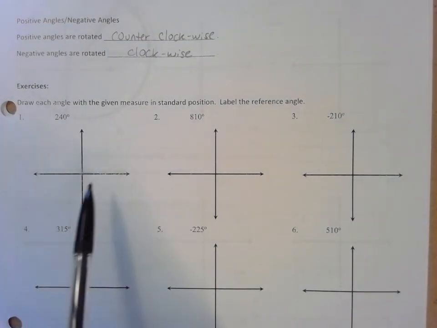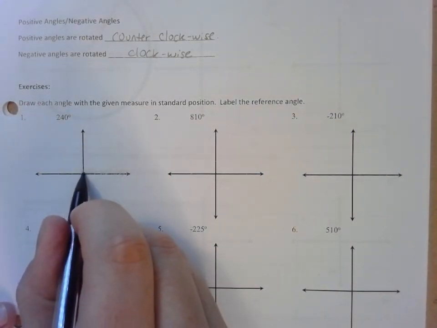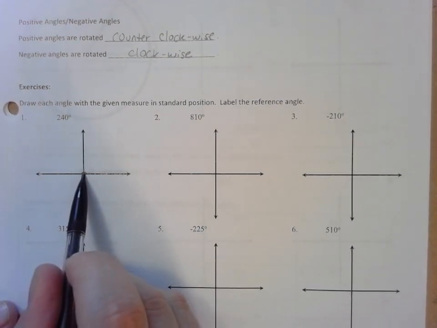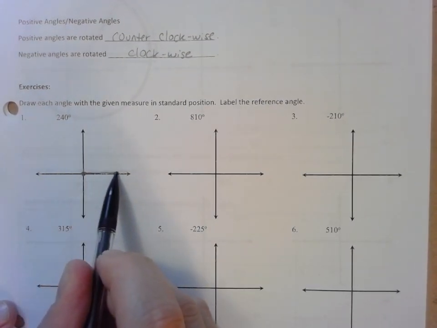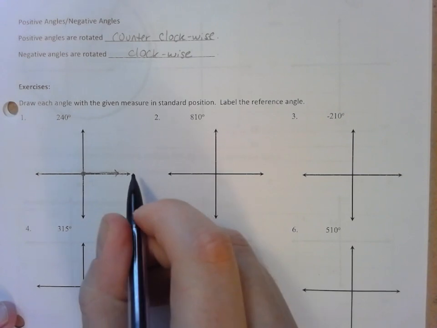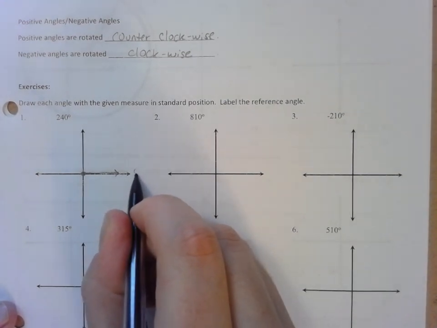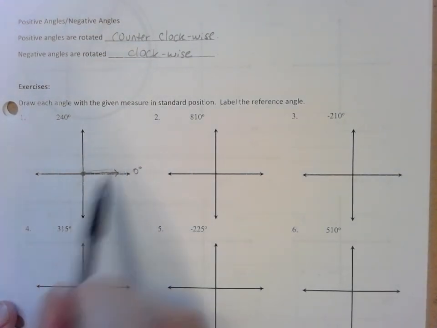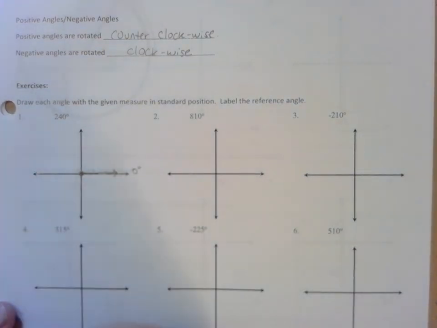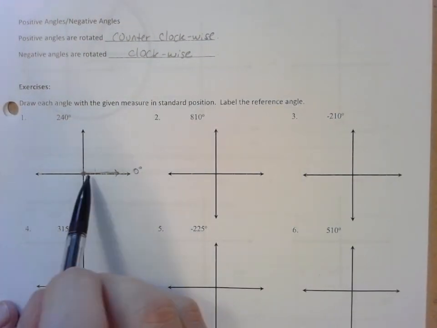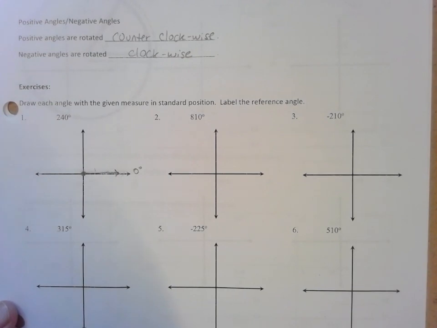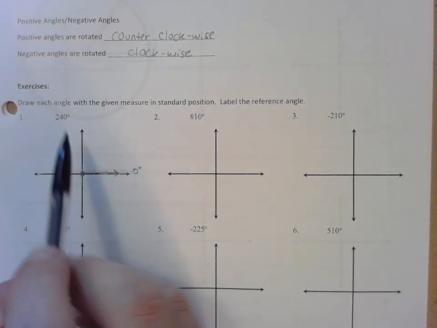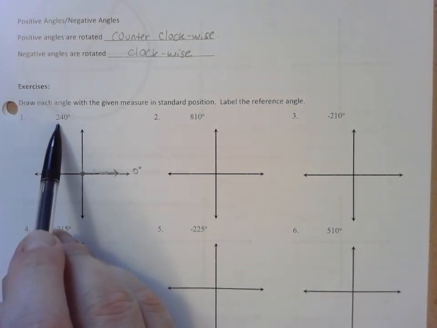Starting with 240 degrees, the initial side starts with a vertex at the origin and a ray that covers up the x-axis. This is the initial side of the angle. This would represent 0 degrees if I have an angle that begins and ends here. But this is just the initial side. If this were the terminal side, that angle would be 0 degrees. Now we're going to rotate this angle positive 240 degrees.